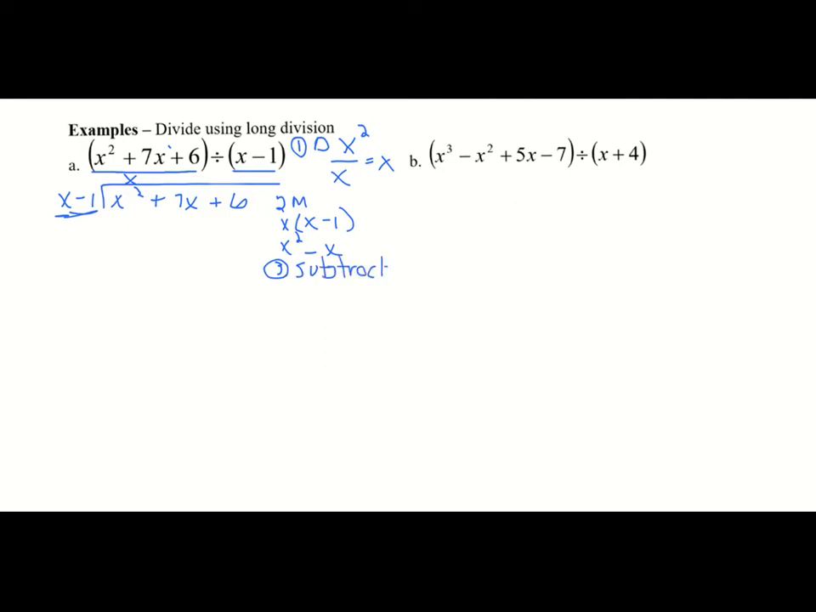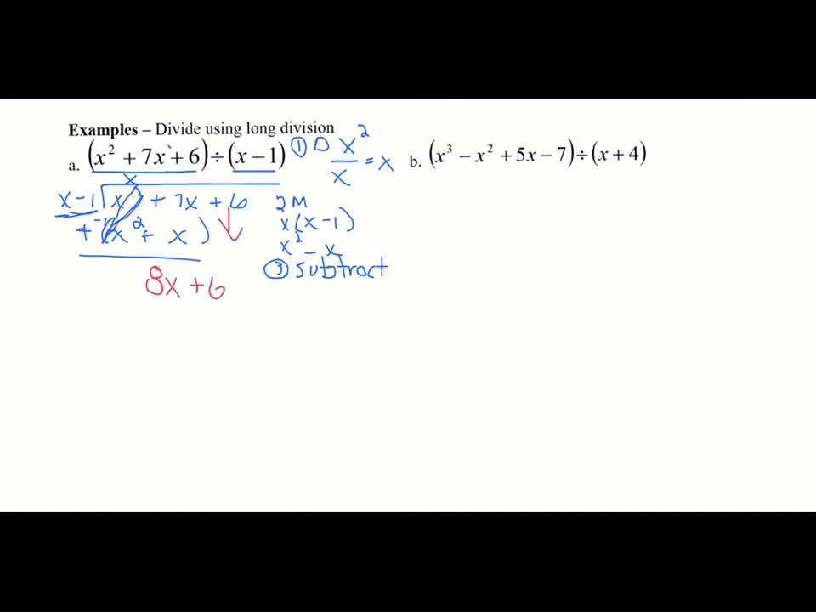Okay, so we're going to subtract x squared minus x. But remember, because you have that minus sign, change it to the opposite on the inside. So it becomes a negative, and that becomes a positive. Again, negative x squared cancels, which is exactly what you want. And then positive 7x and x will equal 8x. And then we're going to bring down our 6.